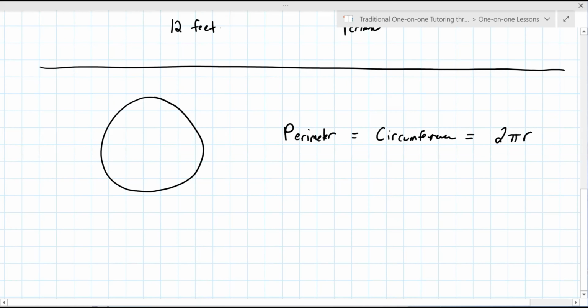Pi is going to be in geometry. Pi is 3.14. The area of a circle is pi times r squared. So there are 2 formulas you have to know: the formula for area and the formula for circumference or perimeter, but they're the same thing.